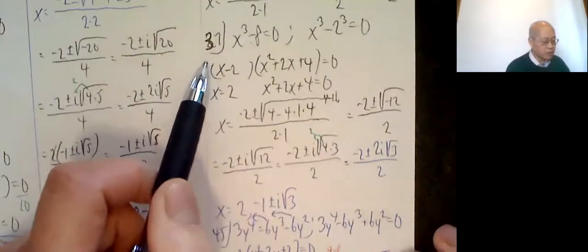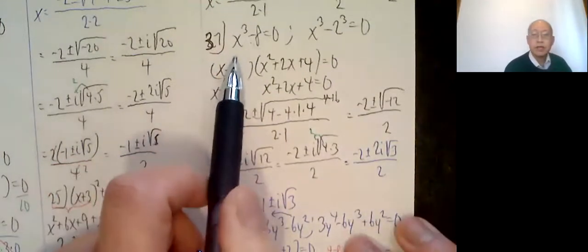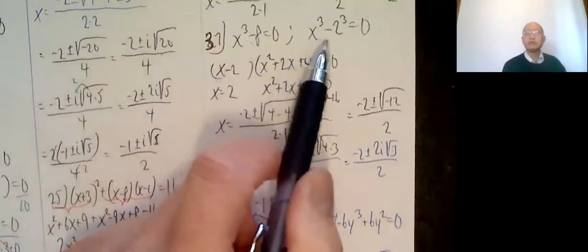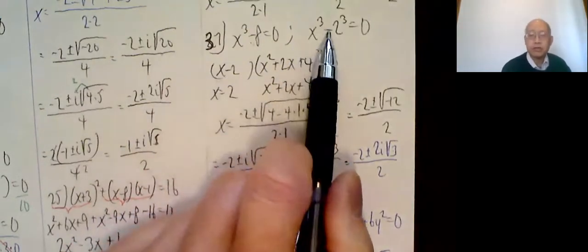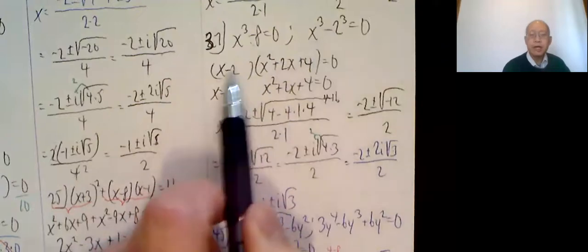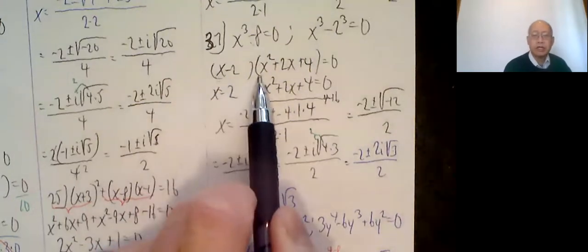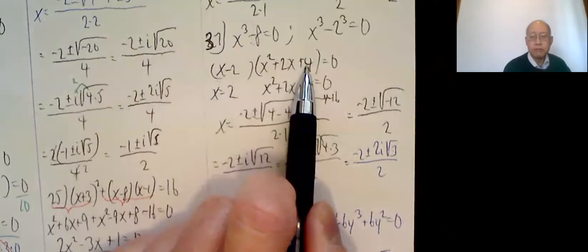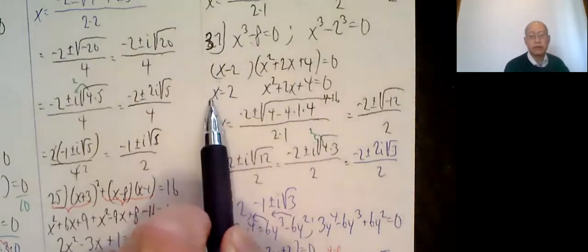Number 37, you're going to actually have 3 solutions. x cubed minus 8 equals 0. So write this first as x cubed minus 2 cubed. Use the formula for the difference of cubes: x minus 2, times x squared plus 2 times x plus 2 squared, which is 4. Okay, so you already have x equals 2 as a solution.